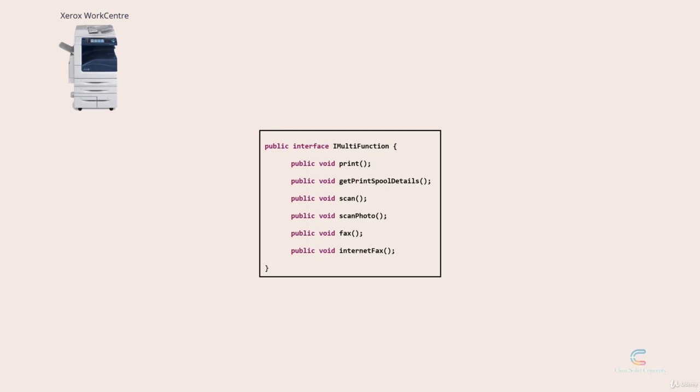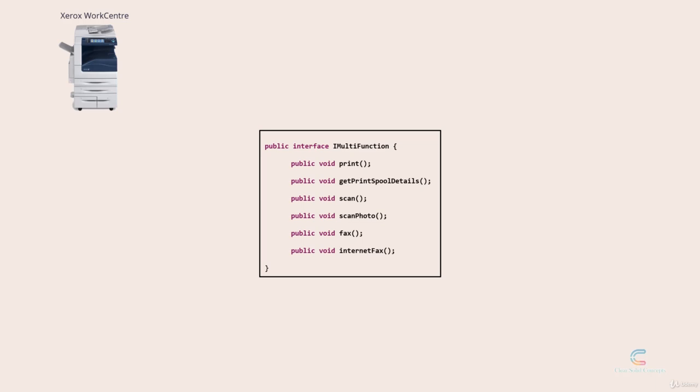First, you design an interface named IMultiFunction. The I prefix is just a convention that some programmers use to represent interfaces. Okay, so this interface defines methods that represent various functions. We have the print and get print spool details methods that are associated with printing. We have the scan and scan photo methods that are associated with scanning. The fax and internet fax methods deal with fax related functions.